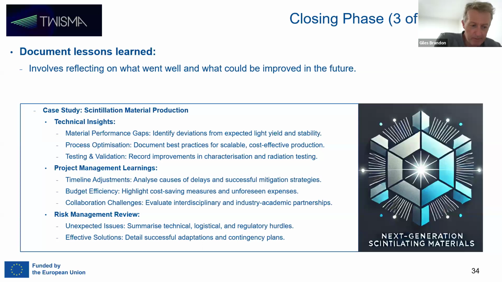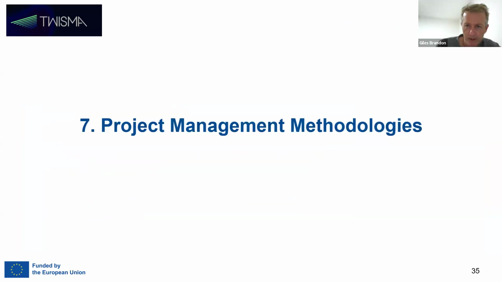Collaboration challenges. Did all the partners get on? Were we one big happy family? Were there any kind of conflicts that arose? Did they get satisfactorily resolved, or is there a way things could be done better? Risk management review. Did our original risk management plan satisfactorily cover all the risks that we encountered, or were there some unexpected issues? Again, if there were, let's document them and have good mitigation measures for the future. So that's, I think, enough about the closing phase.